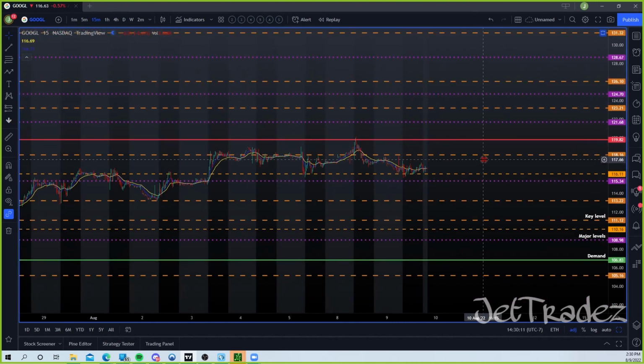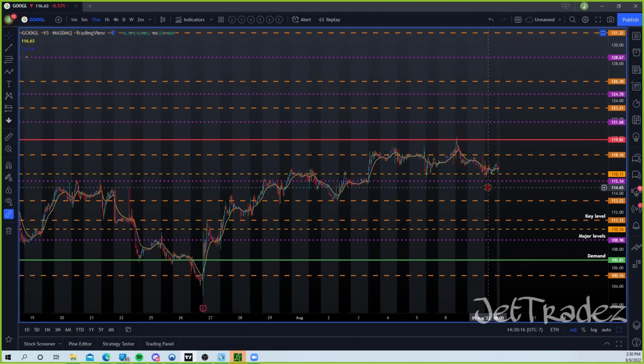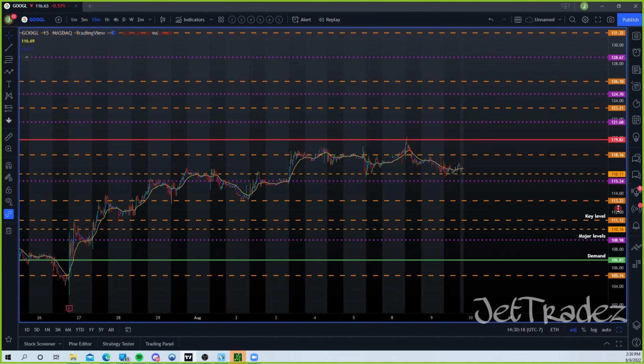But Google is ugly. I hate Google's price action. Even my phone started reacting to that.